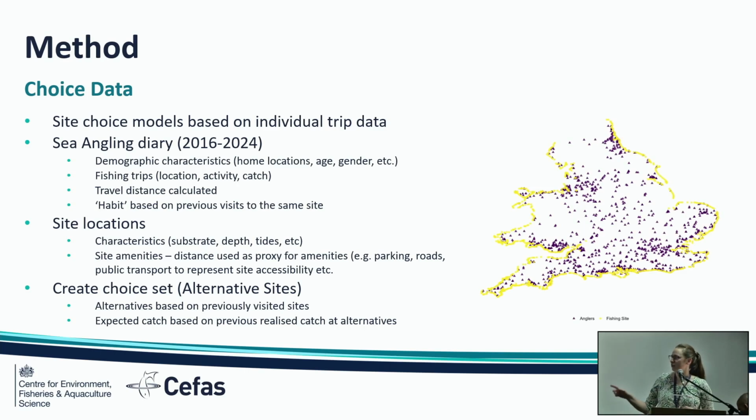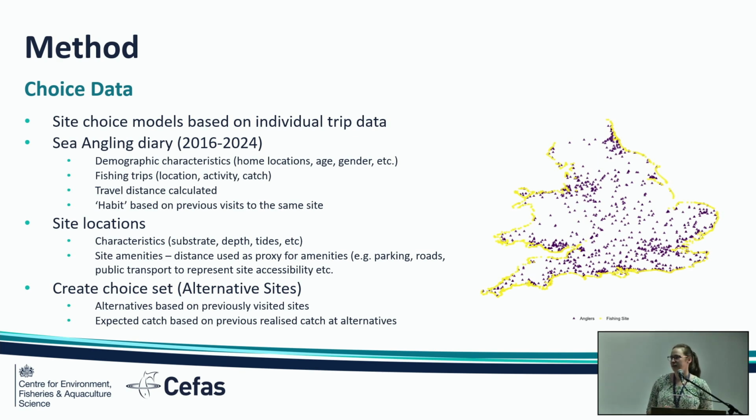And you can see from the plot we've got quite a wide distribution. These are jittered, so they're not exact, but they give you an idea of the range of where the anglers are and what their sites are, generally. From that information we can calculate the distance that they travel to get to their sites. And then we also calculated a habit variable based on the number of times they'd been to a site previously.